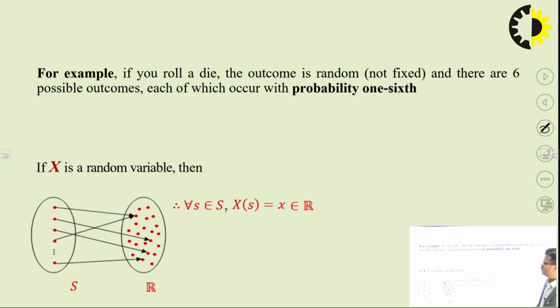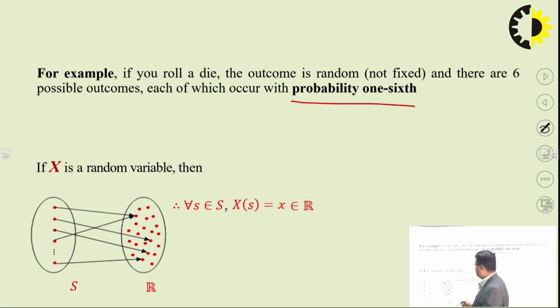Now I am taking this example. For example, if you roll a die, the outcome is random. You don't know the outcome, whether 1 will come, 2 will come, 3 will come, 4 will come, 5 will come, 6 will come. So outcome is random, not fixed. But we know there are 6 possible outcomes, each of which occurs with probability 1/6. We know 1 to 6, and each having the probability of 1/6.